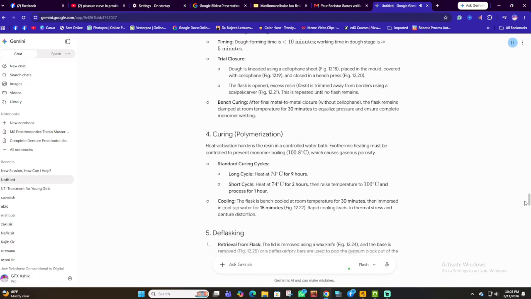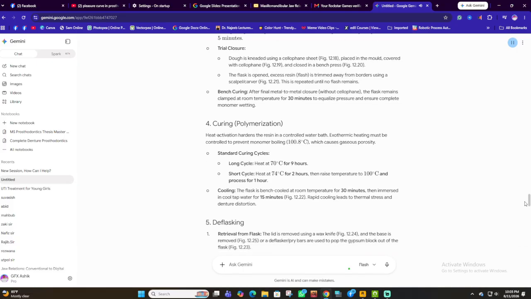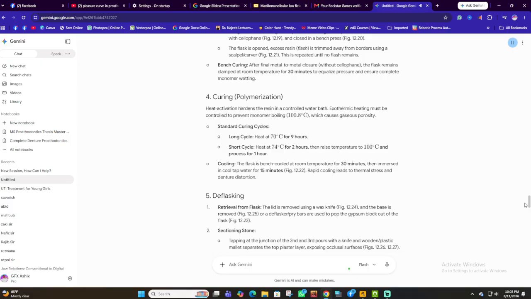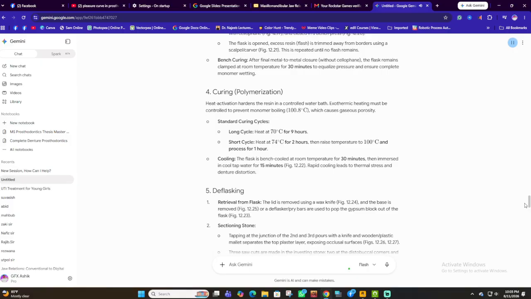Standard curing cycles: long cycle, heat at 70°C for 9 hours. Short cycle, heat at 74°C for 2 hours, then raise temperature to 100°C and process for 1 hour. Cooling. The flask is bench cooled at room temperature for 30 minutes, then immersed in cool tap water for 15 minutes, Fig. 12.22. Rapid cooling leads to thermal stress and denture distortion.